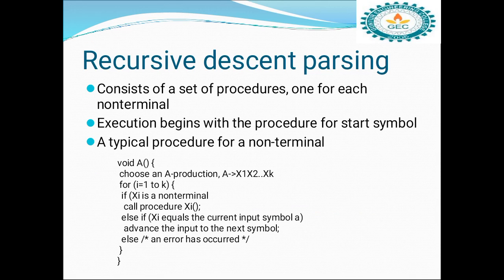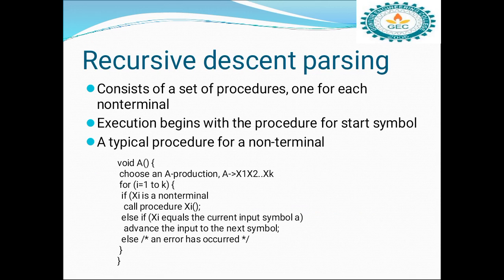A typical procedure for a non-terminal void. Choose a production A tends to x1 x2 ... xn, for i equal to 1 to k. If xi is a non-terminal, call the productions. Non-terminals means capital letters. Else if xi is equal to the current input symbol, advance the input to the next symbol, else an error occurs. So here recursive means using the loop.